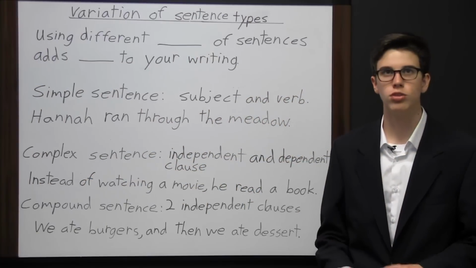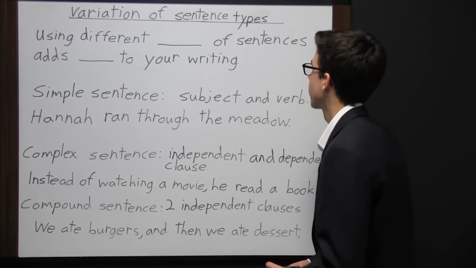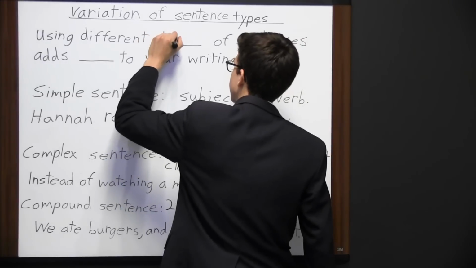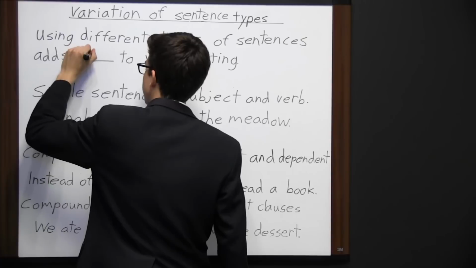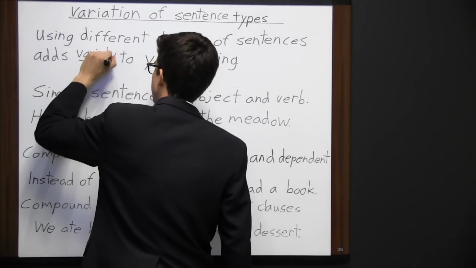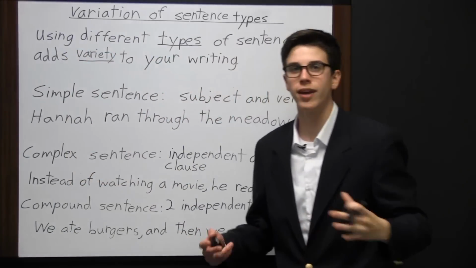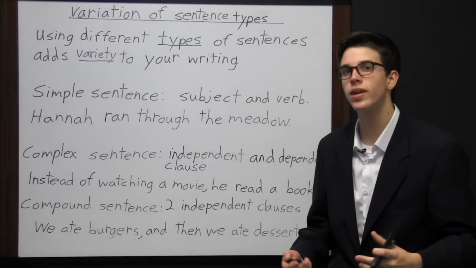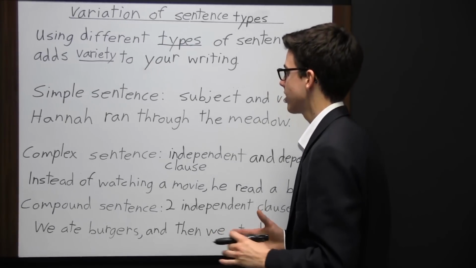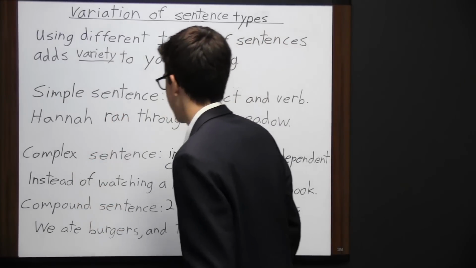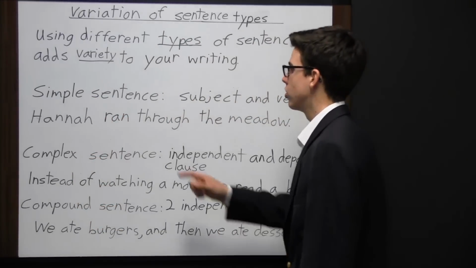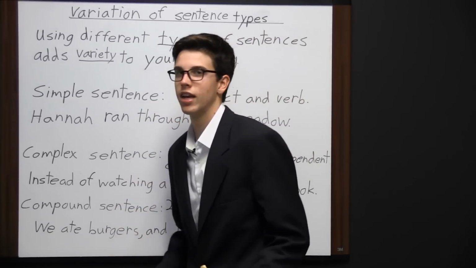It is important to use different types of sentences. Using different types of sentences adds variety to your writing. So by using different types of sentences, you make your writing more interesting. It's more appealing to the reader. So there's 3 types of sentences. There's the simple sentence, complex sentence, and the compound sentence. So you want to try to use all types of sentences in your writing.